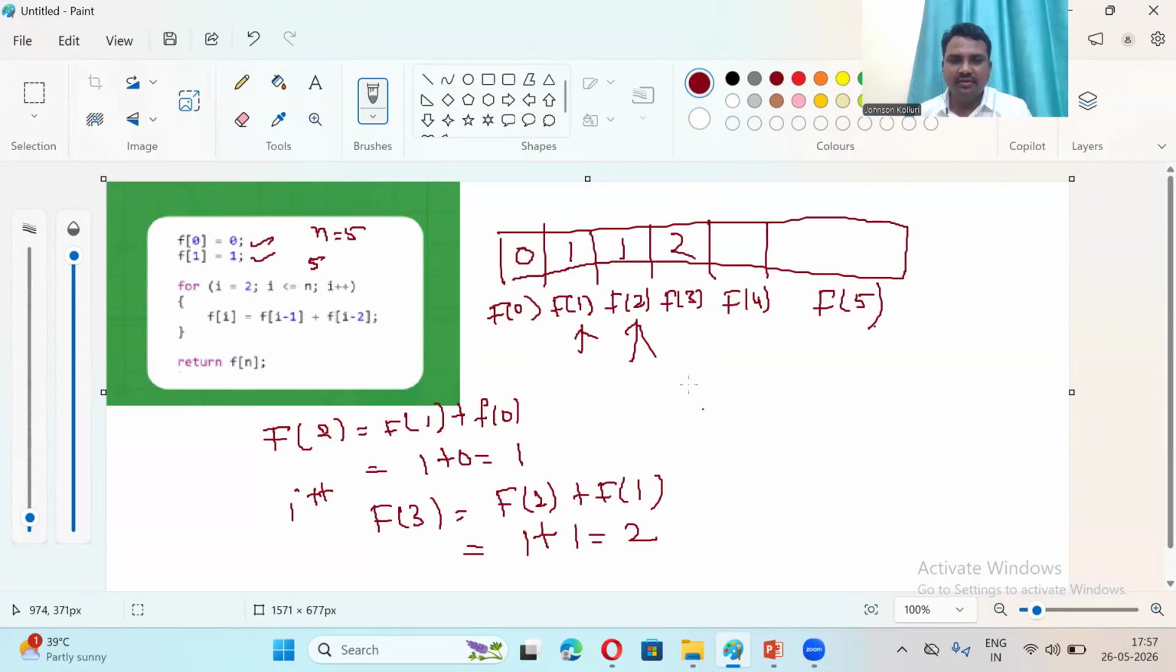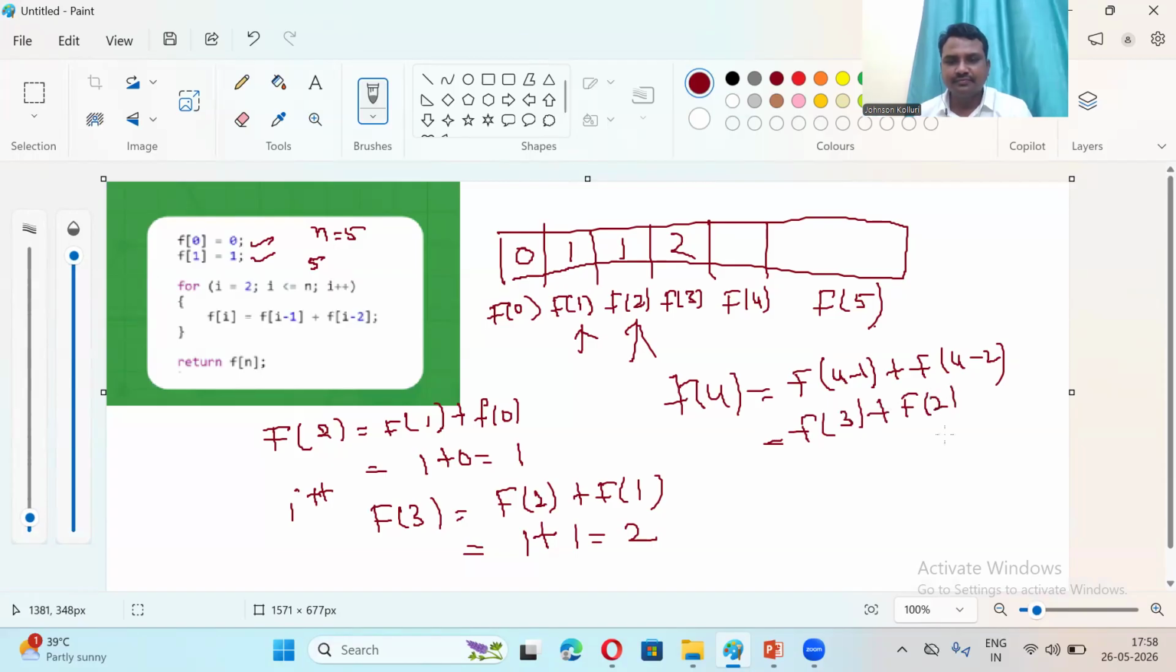Similarly, we have the value of f of 4. F of 4 is equal to f of i minus 1, 4 minus 1, plus f of i minus 2, 4 minus 2. That means f of 3 and f of 2. What is the value of f of 3? This is 2, plus f of 2, which is 1. Then 2 plus 1 is 3. Then f of 4 value is 3.